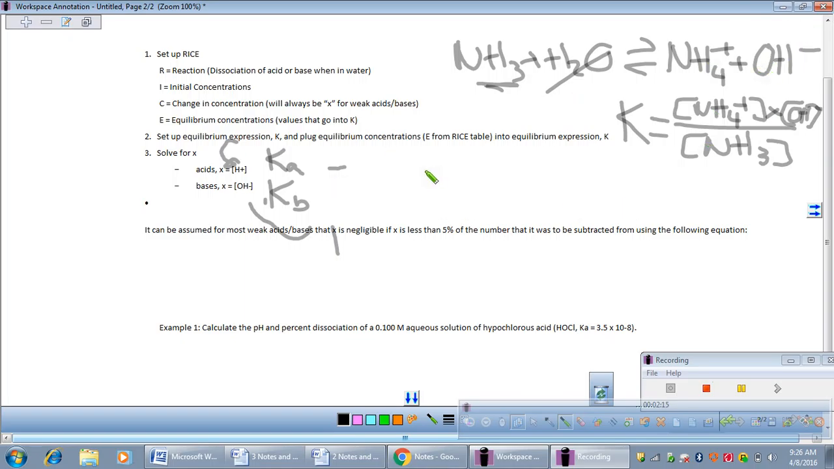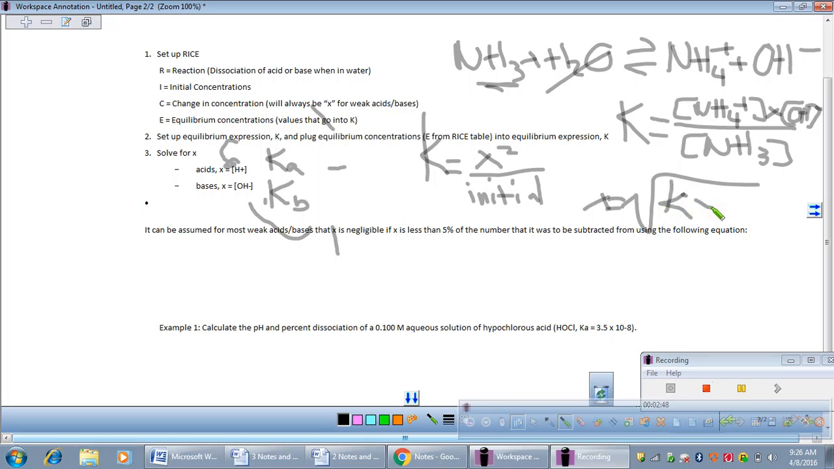So the shortcut is that K is equal to X squared over initial. And then the second shortcut is X is equal to the square root of K times initial.